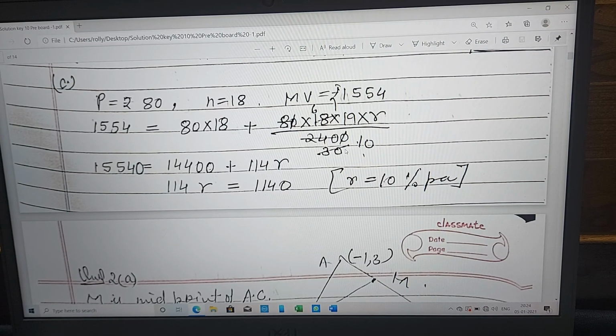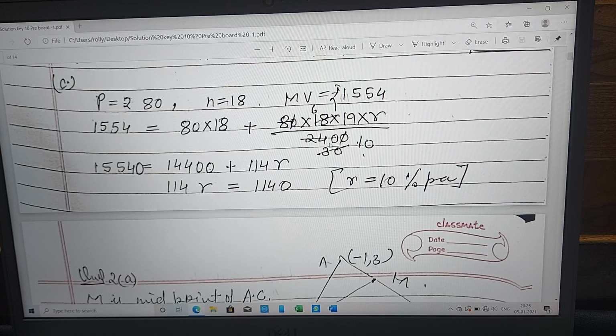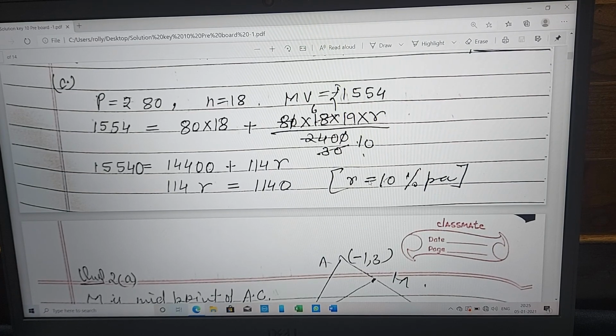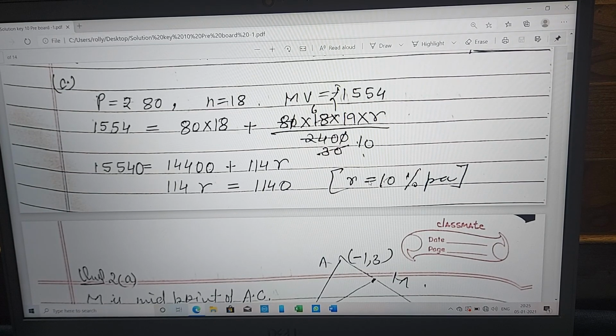Here the common mistake is that people have written 1554 is equal to the interest, that means 80 into 18 into 19 into r divided by 2400. They have not added 80 into 18 to it. That is why the value of the rate has become wrong. So 1554 is the maturity value, and you have to subtract P n from that. That means 80 into 18, then you will get the interest, and that interest will be equal to P into n into n plus 1 into r divided by 2400.